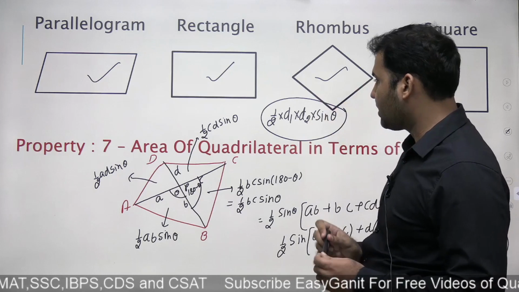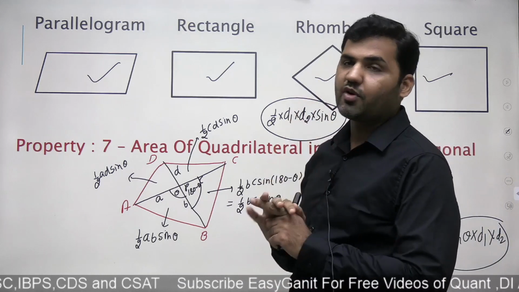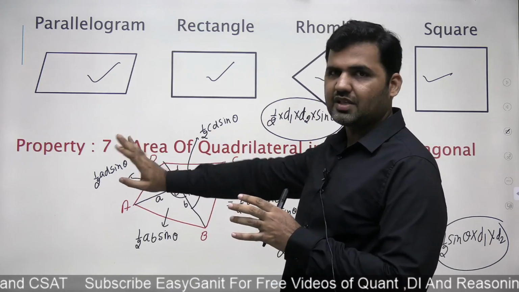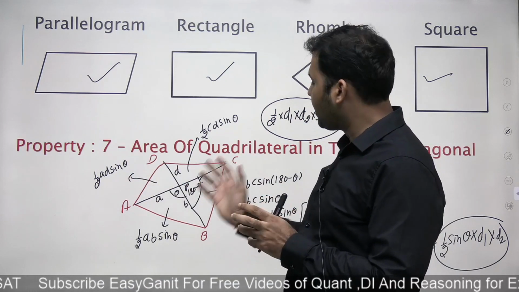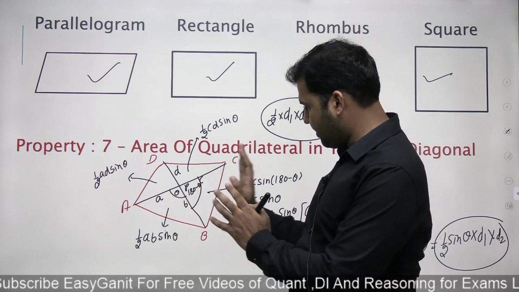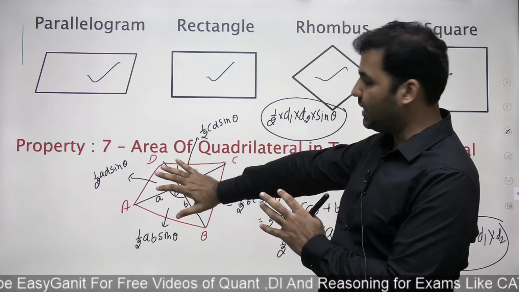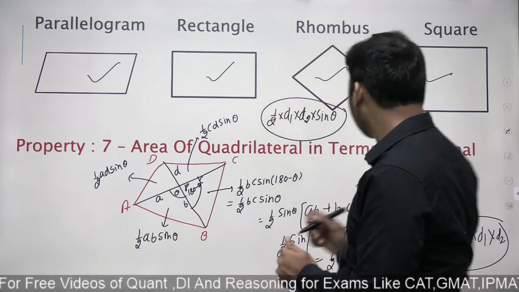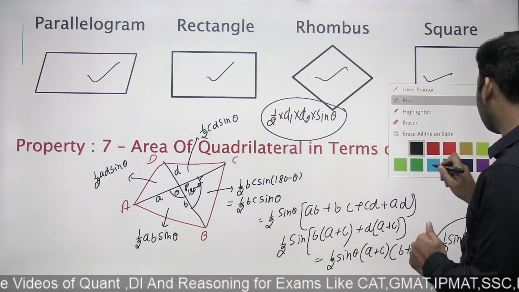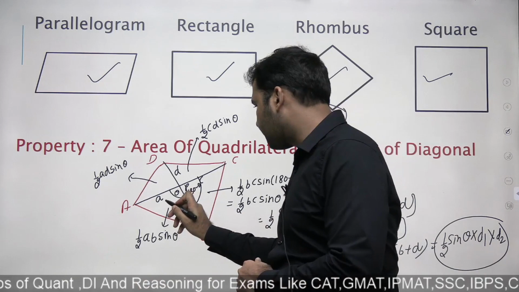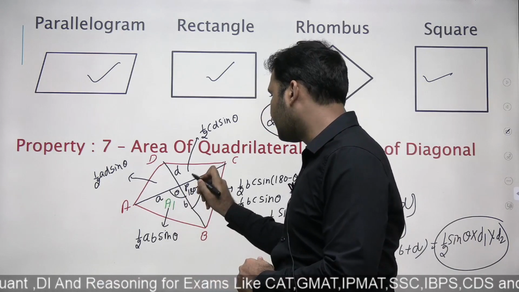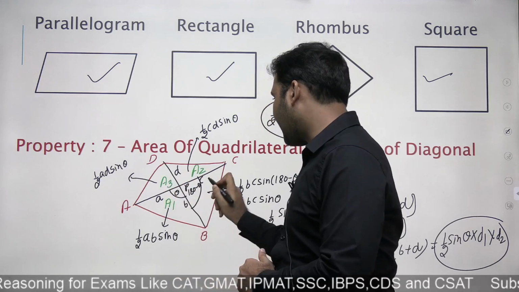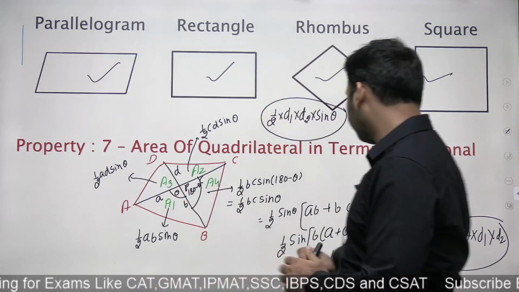Also, I would like you to know one more property in terms of area of triangle here. We'll keep this as property number 7 only because the proof of it is coming from the same basics that we have just written down over here. You see that if I say this area is A1, this is A2 area, this is A3 area, and this is A4.